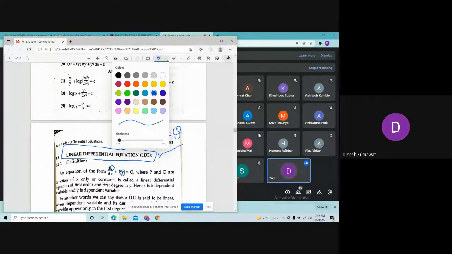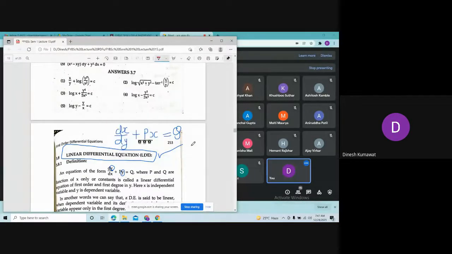So please remember, here we are having x, so here we also have x. And whenever we are having y over here, then we are having y over here also. And what are the conditions on p and q? Where p and q are functions of x only, or you can say a constant, is called a linear differential equation of first order and first degree in y.